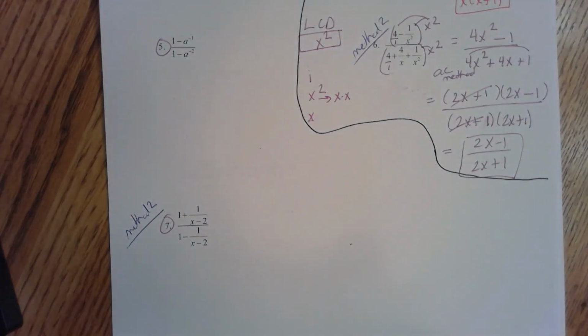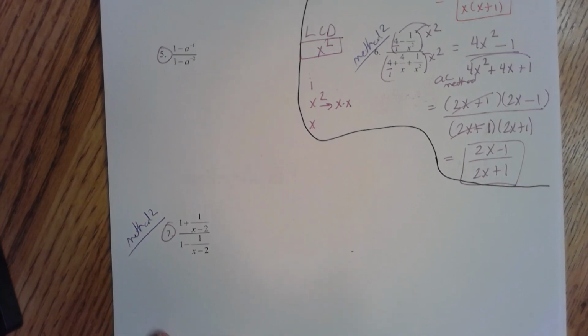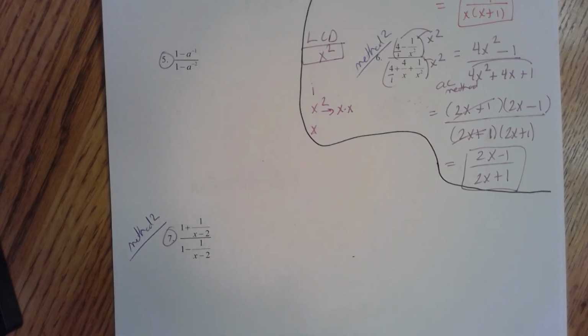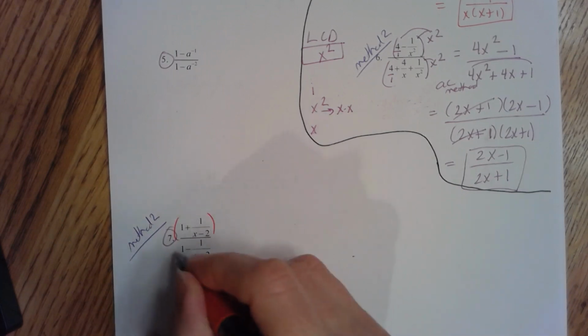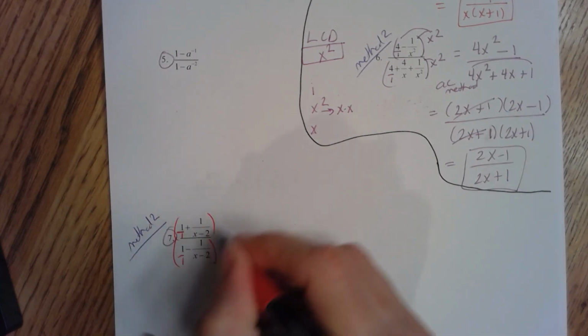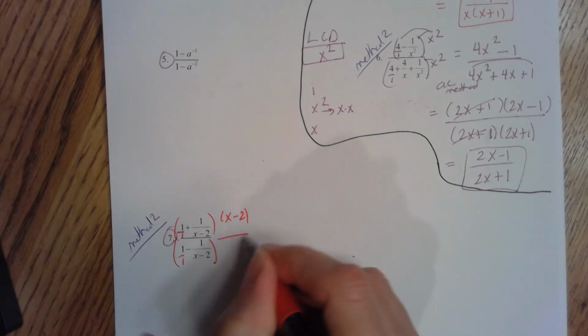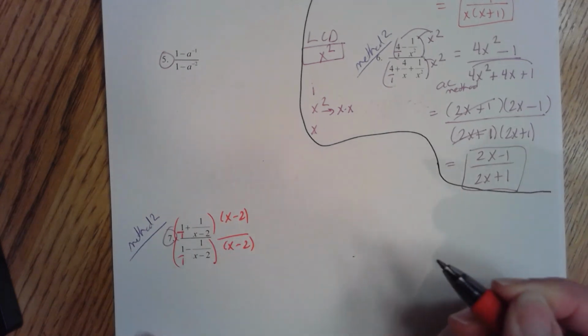So the two problems that you were asked to do on page 9 were number 5 and number 7. We'll start with number 7 first, which is method 2. So you need to find the LCD between all of the denominators, which was x minus 2. So we'll multiply top and bottom by x minus 2.